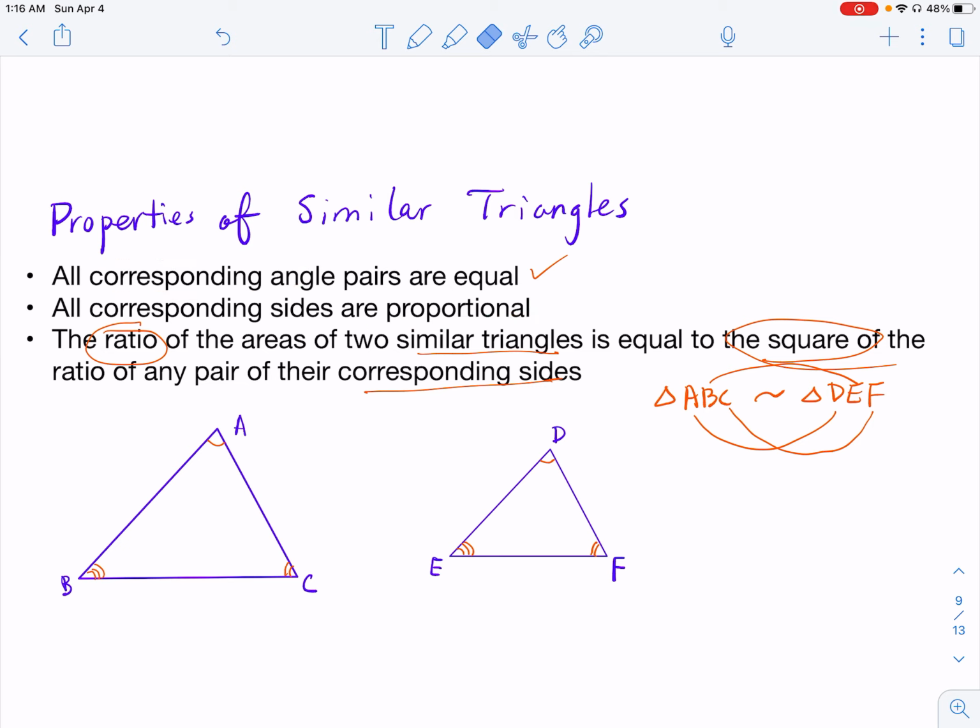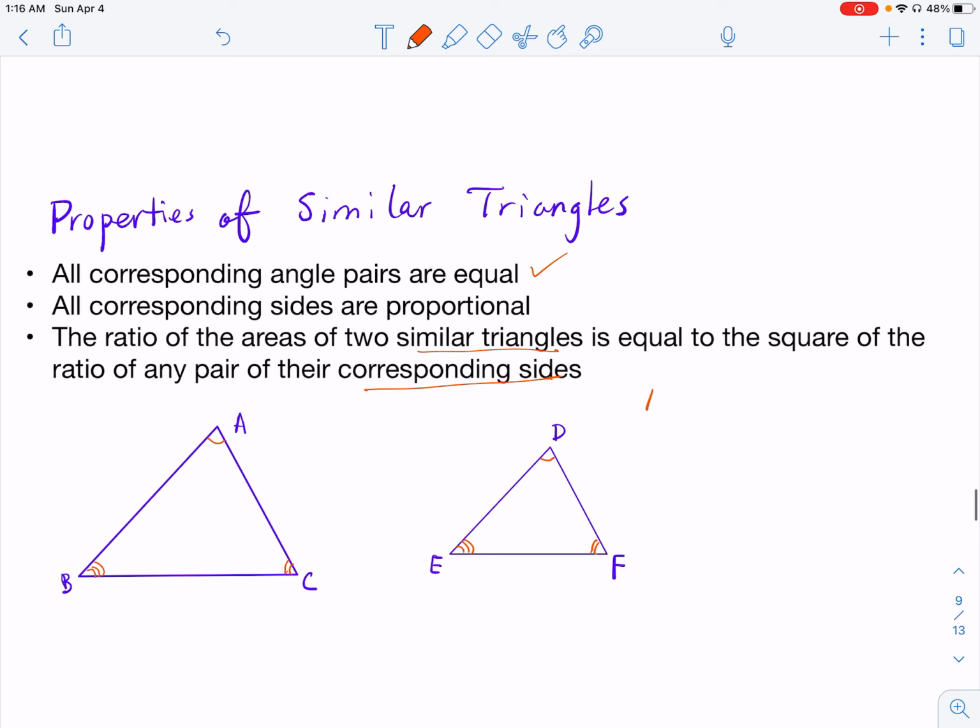The second property is that the sides are proportional. The second property will tell us that AB's corresponding side is going to be DE. The ratio of that would equal AC over DF, and also equal BC over EF. So this is the second property here.